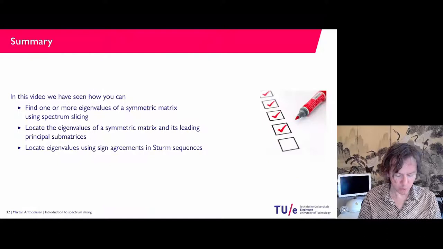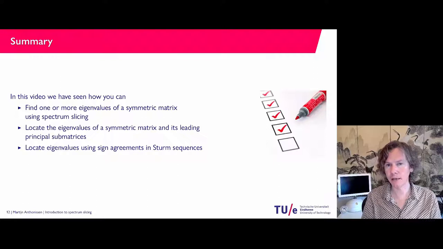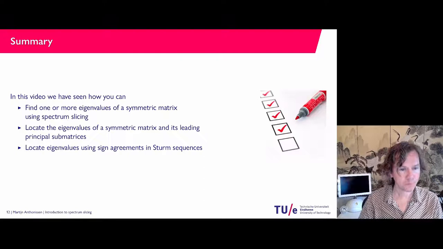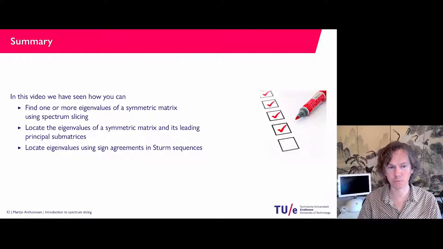So let's wrap up this video. What we have seen is a method, at least in a very crude form, so we're going to elaborate it further, but the basic method is there to find one or more of the eigenvalues of a symmetric matrix. And the way we do this is called spectrum slicing, because the spectrum is the collection of all the eigenvalues, and basically we cut it in pieces. How we did that is using the leading principal submatrices, so just the j by j upper left block matrices, and apparently there is a relation between the characteristic polynomials. And the way we located the eigenvalues is by counting sign agreements.